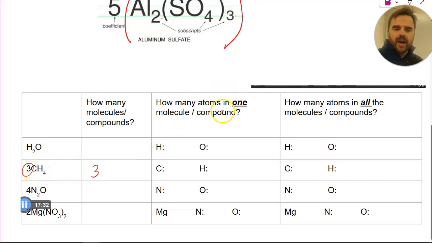The next question is how many atoms in 1 molecule or compound? Okay, so if we look at this, carbons in the actual 1 molecule, we have just 1 carbon because you can imagine there being a 1 there. Hydrogens, we have 4, and then over here we have the total in all the molecules or compounds. Remember we had 1 carbon in 1, but we've got 3 molecules, so we must have 3, and then we've got 4 hydrogens, and again we have 3 of those compounds, and we must have 12. So that's how you do that, okay?